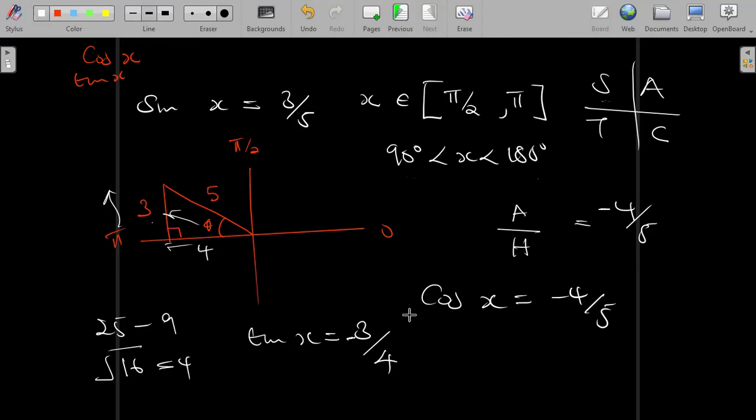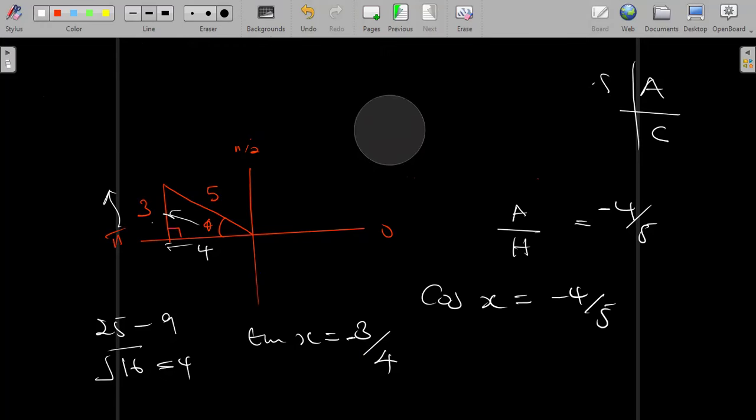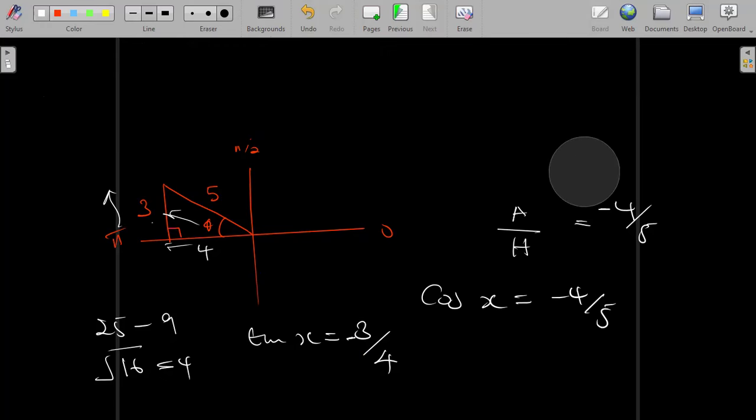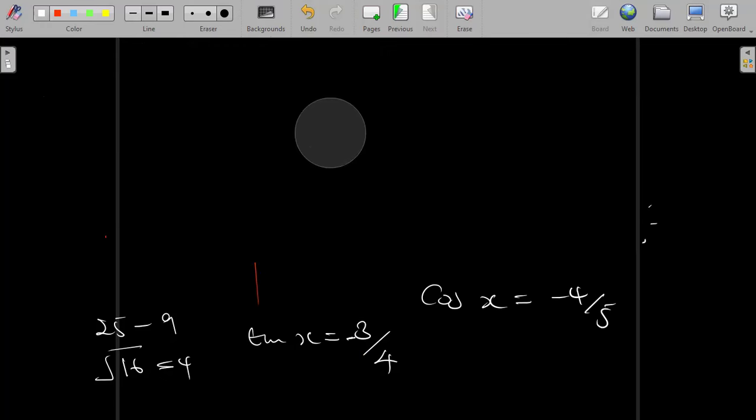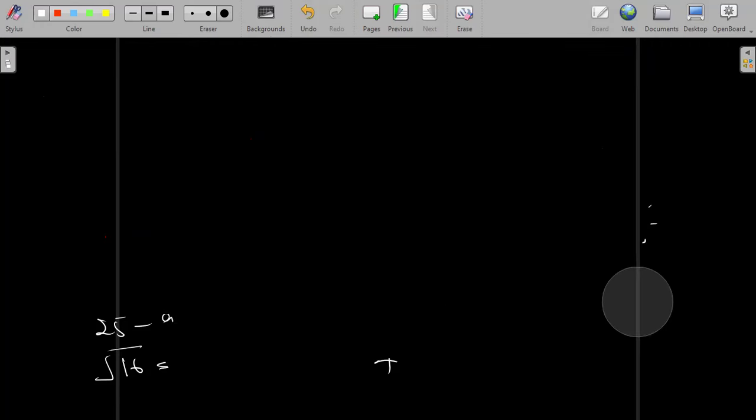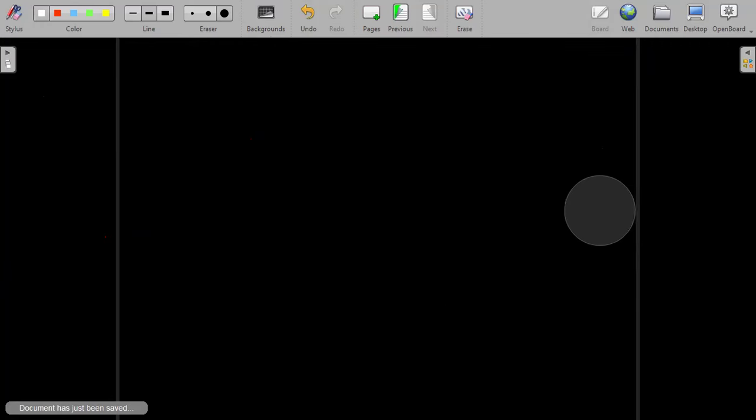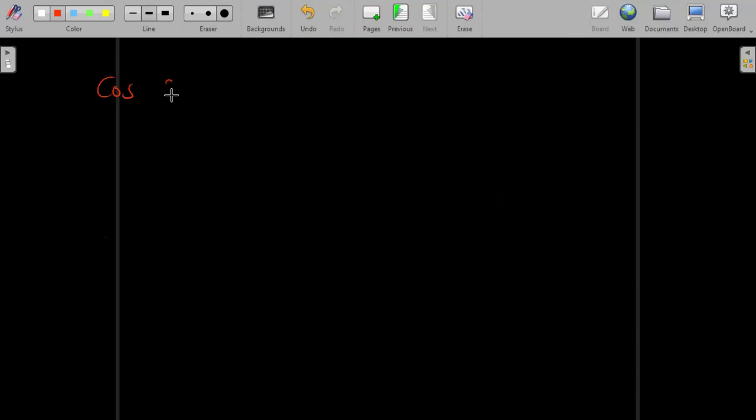Now, let us look at something kind of different, where we have a question involving angles, and we are asked to find the value of the sine, or the value of the cosine, of this angle. If it's not a special angle, let's say we have the angle cos 240 degrees.